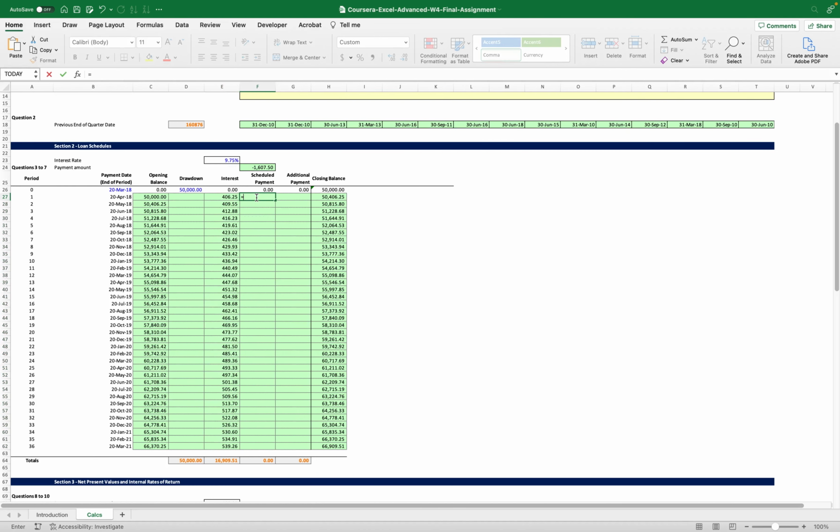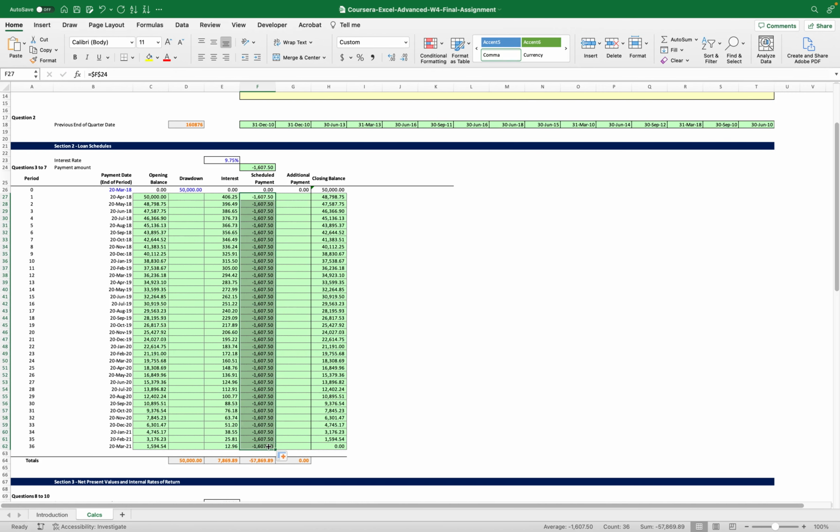Our scheduled payments were already calculated prior. We just have to remember to F4 lock it. It's the same payment every month. And now they want us to find out the February balance. So that's going to be $36,236.18.